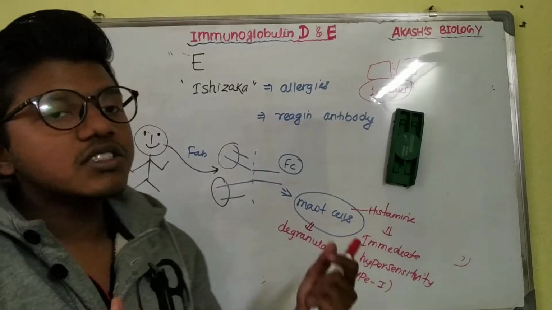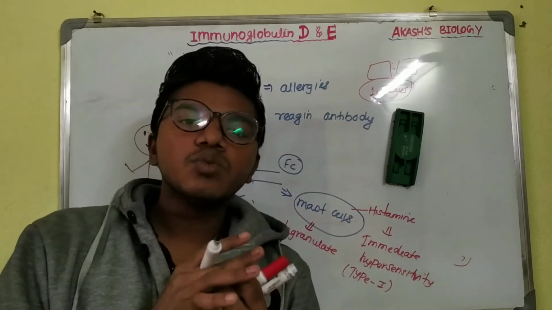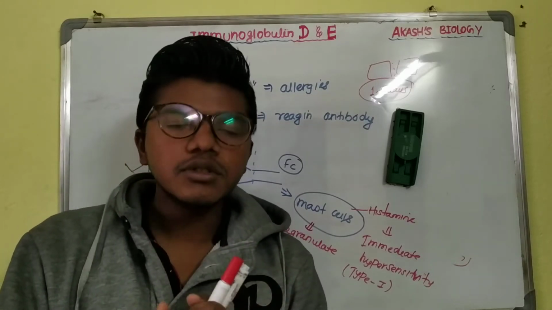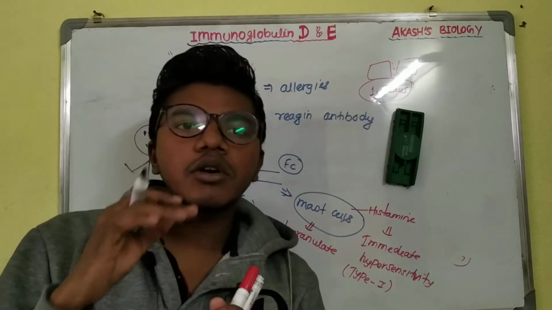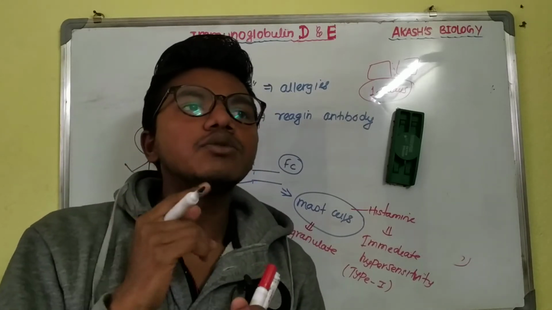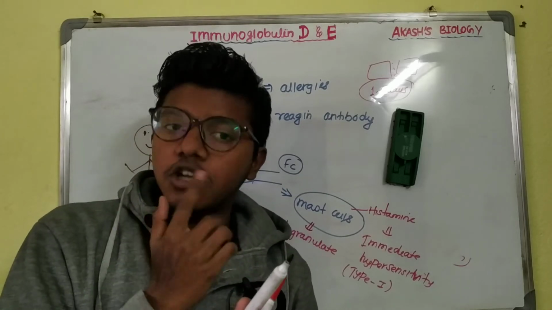So in a nutshell, the main function of IgG is the protection of the body fluids, that's why it is present in the serum. Then the function of IgA, due to its presence in the secretions, is that it protects the body surfaces.